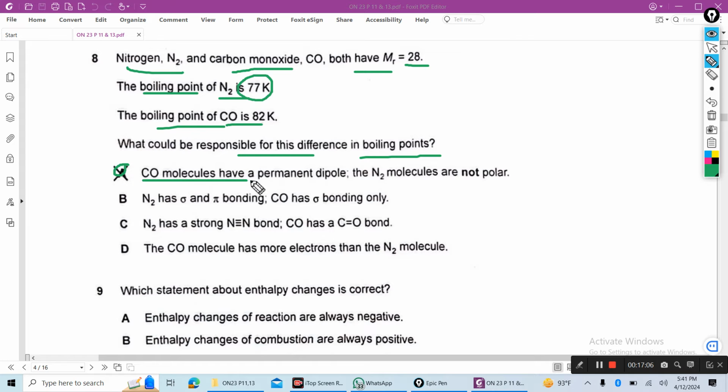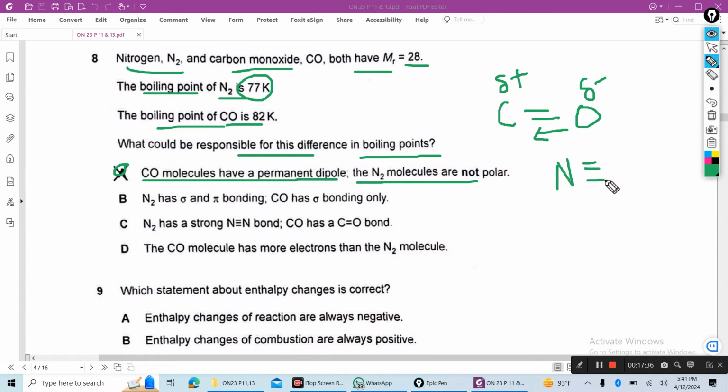Carbon monoxide molecules have a permanent dipole. Why? Because in carbon monoxide, carbon is positive, oxygen is negative. You know, oxygen is more electronegative than carbon. So carbon monoxide molecules have a permanent dipole, and the nitrogen molecule is non-polar. Nitrogen has a triple bond, and the two nitrogen atoms have the same electronegativity. So this is a non-polar molecule. That's why their boiling points are different.